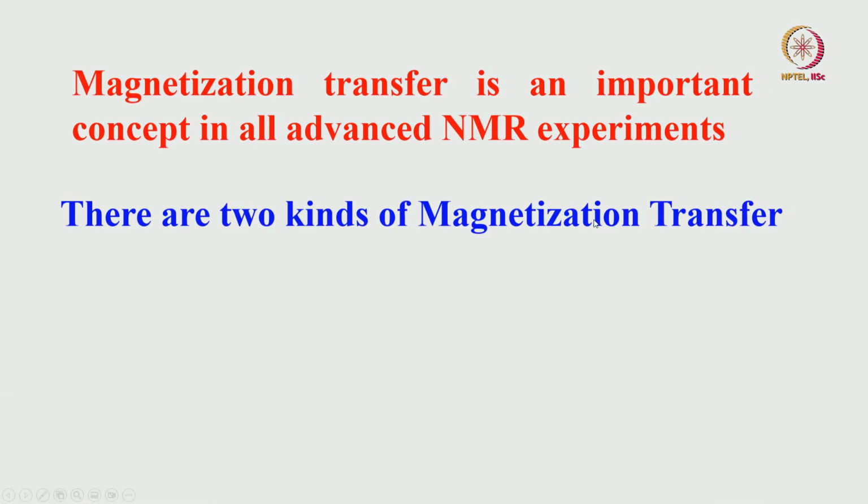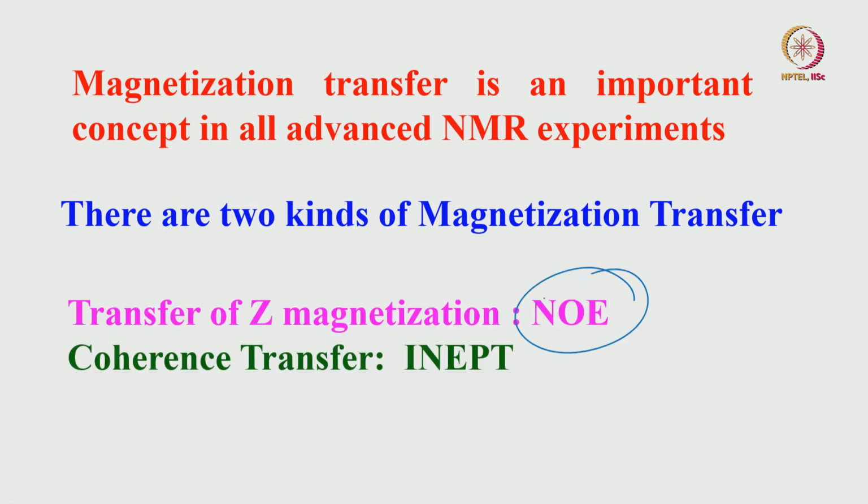This is a fantastic way. It is called a polarization transfer technique. This is what we will continue with today. In the polarization transfer technique, there are two ways to transfer the polarization. One is by the nuclear Overhauser effect, which I am going to discuss in one of the subsequent classes. The other is what is called coherence transfer. Coherence transfer is called INEPT. What is INEPT? We will explain that later.